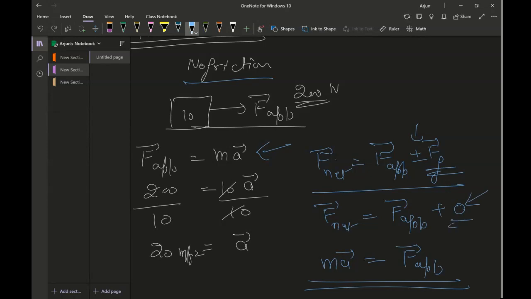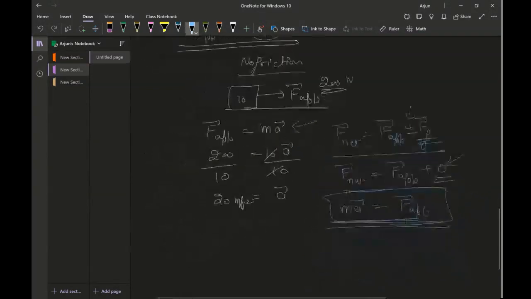If there was friction involved, I cannot just directly write that force applied equals mass times acceleration. So hopefully with this detailed view, you can see what the net force formula is and how to use these formulas.